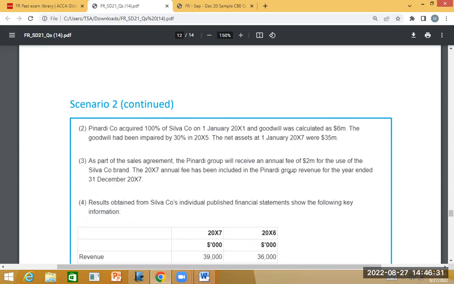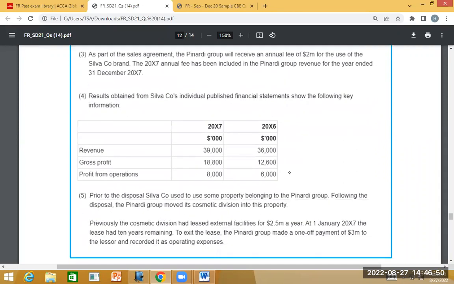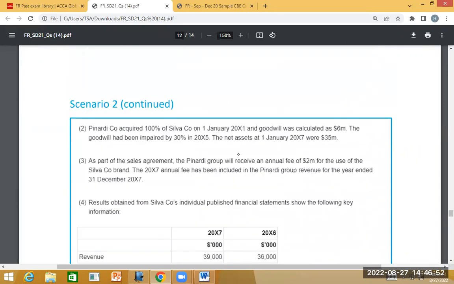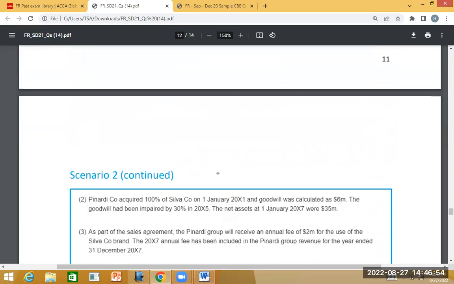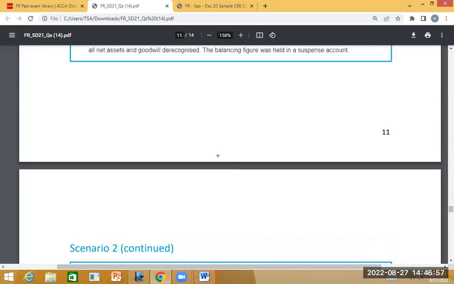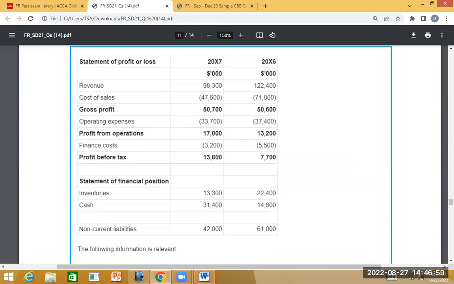No. As a part of the sale, it's a part of the sale agreement. So one of the brand names of the Minardi Group has been used by the silver company, and that's why silver company will pay an amount of 2 million as an annual fee. Yes. So it also needs to be adjusted for the purpose of comparison. So please write something about the revenue.